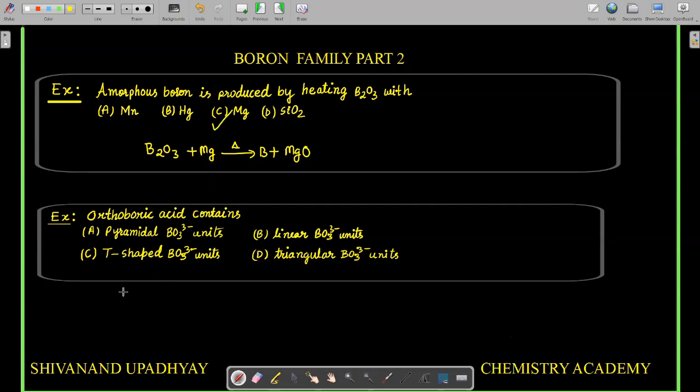Orthoboric acid contains... so boric acid is also known as orthoboric acid. I think this ortho word is used for boric acid, H3BO3. It is also known as orthoboric acid because there is also metaboric acid, right? If you remove a water molecule from this, the polymer will form. So one water molecule, if I remove, I can write that this is (HBO2)n, n times or x times. This is known as metaboric acid. So the water molecule will distinguish between these types of acid, ortho and meta.